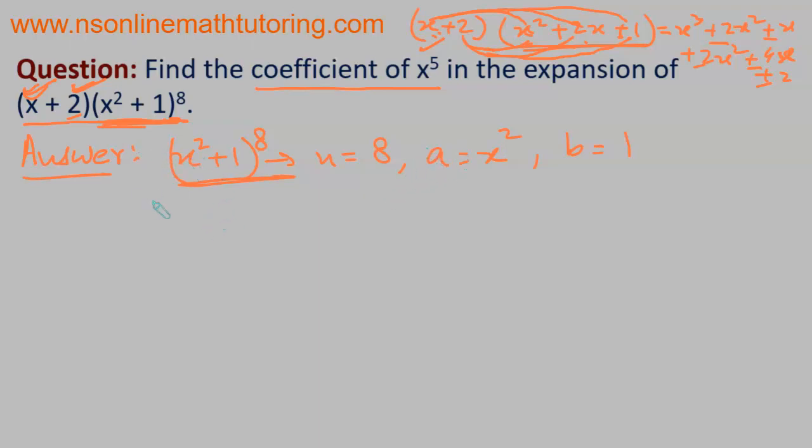So first of all, let us take the general term, that is 8CR a raised to the power of n minus r. a in this case is equal to x square raised to the power of 8 minus r, and b raised to the power of r. b is equal to 1 raised to the power of r. 1 raised to anything is 1, so I will not be writing this part anymore. Had it been some other number, obviously I would have been forced to keep it, but since it is a 1, I am just ignoring it. So it is 8CR times x to the power of, if I simplify the power expression, 16 minus 2r.